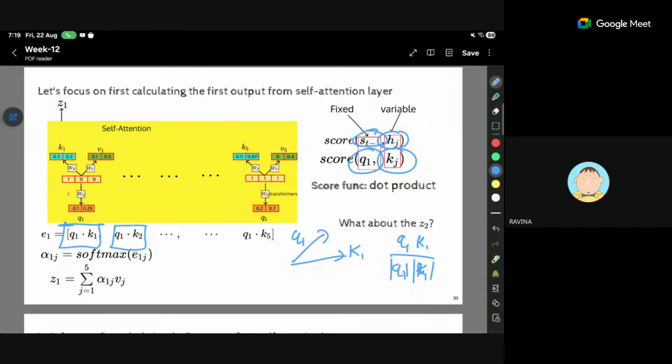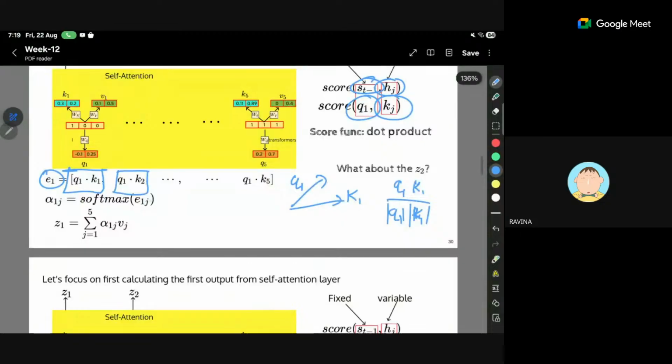So if I do that, I'll get e values, and I'll have multiple of them, right? So Q1 with K1, then K2, K3, K4, K5, whatever number of words or tokens you have in your sentence, all of them will go through that.